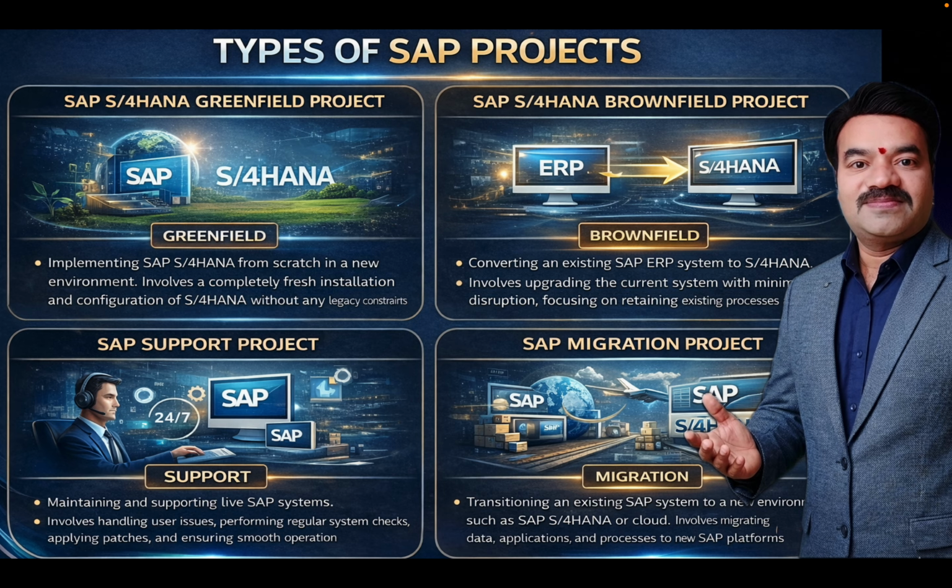Maintaining and supporting live SAP systems involves handling user issues, performing regular system checks, applying patches, and ensuring smooth operations. And in the maintenance part, we also increase the performance, and of course, we have to solve the issues that the end users are facing. But other than that, we can also consider improving the system and enhancing the features. All those things we can also consider in the support project.